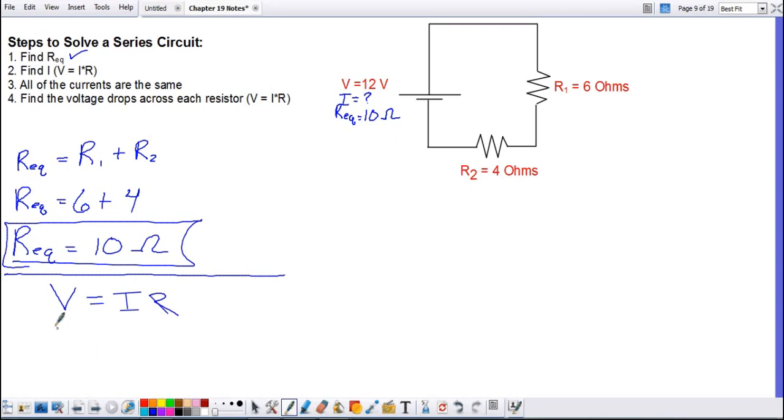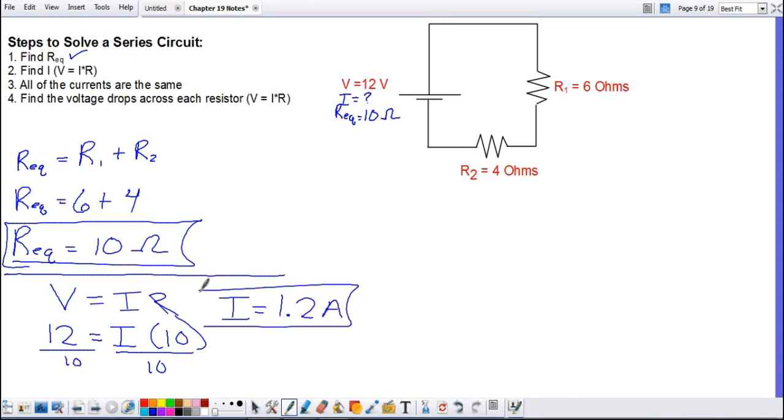So at the battery, we have a voltage drop of 12 volts, equal to we don't know what the current is, times the equivalent resistance of 10. Divide both sides by 10, and we get the current is 1.2 amps. And now we've completed step 2. So now we know that current is 1.2 amps.